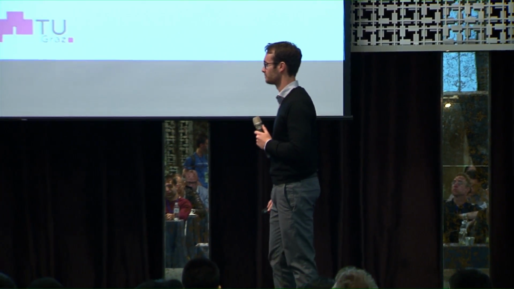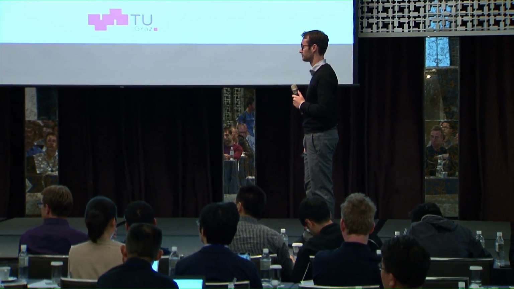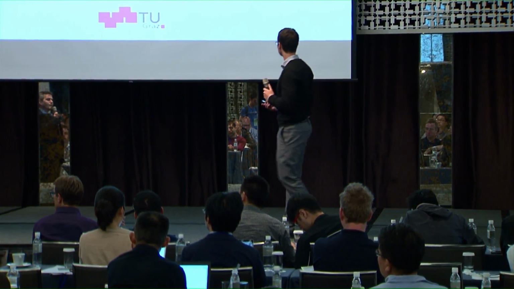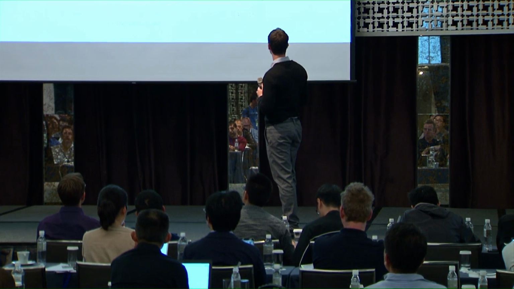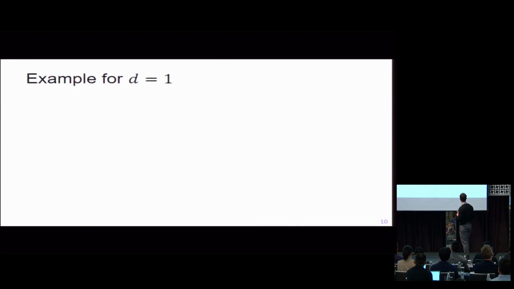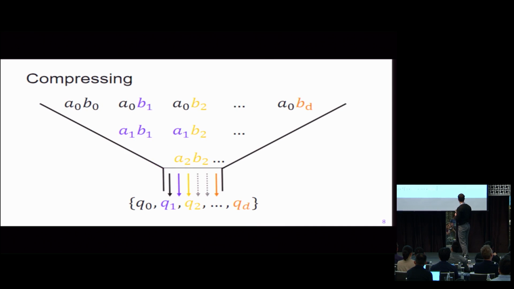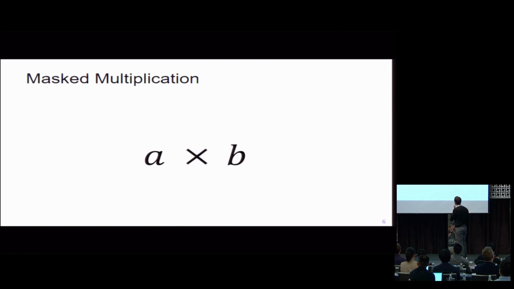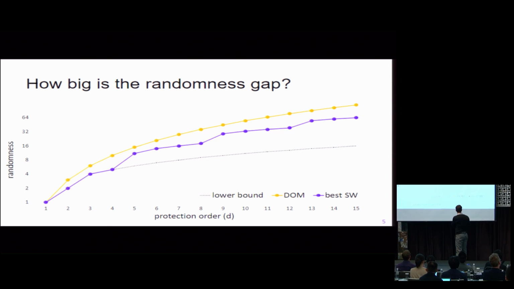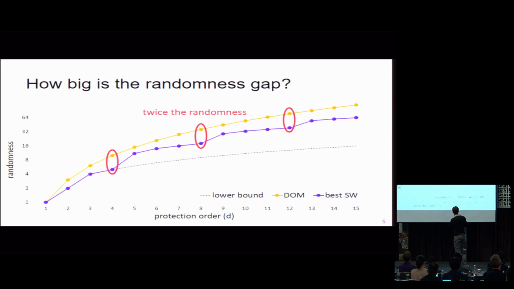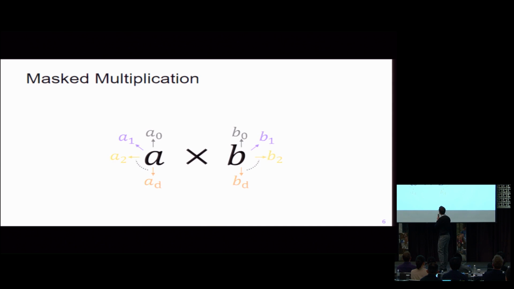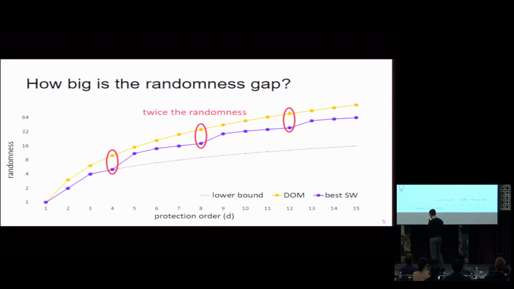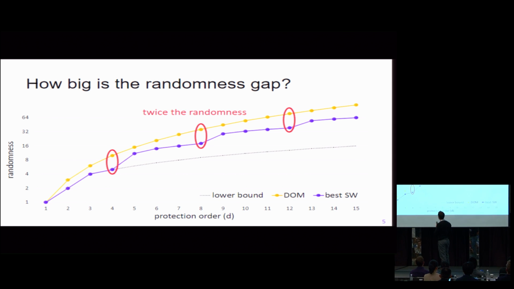Other question? Okay, I have one question. For my information, in slide 5, where would you put the Ishai-Sahai-Wagner algorithm in your figure? Yes. It's a bit difficult to see, but I can show you. Where is ISW in this figure?